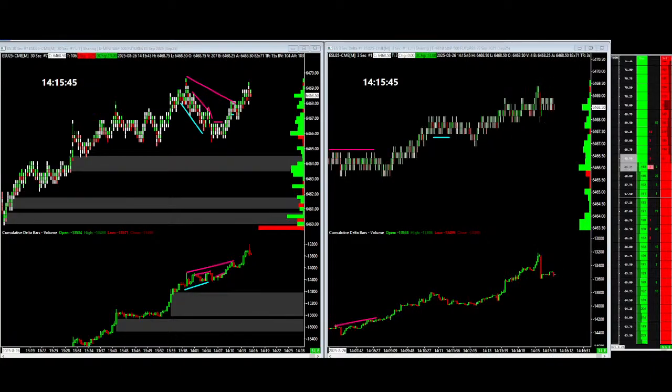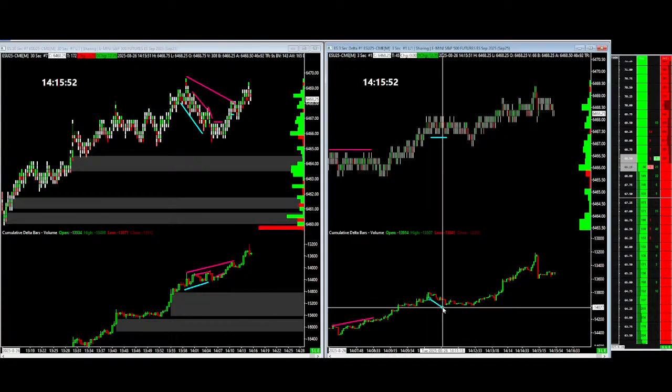Do you recommend using a tick-based footprint chart? I don't use that, so I can't recommend it. I use time-based. If I don't use it, I don't recommend it.